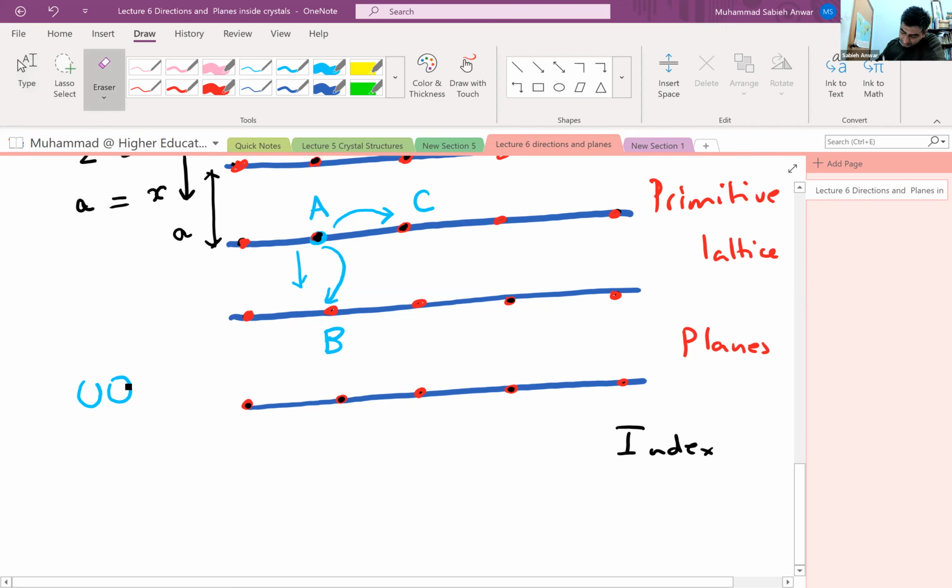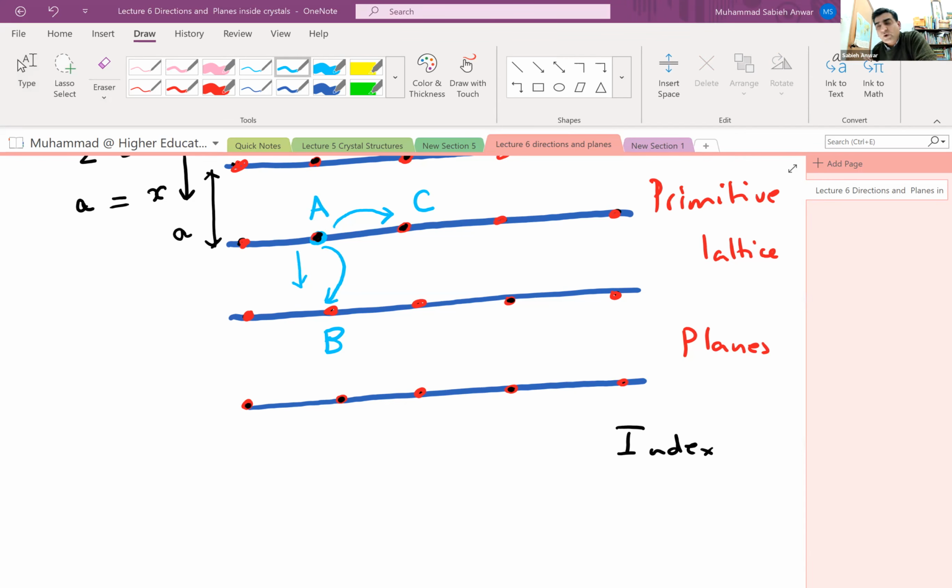Okay. Let me backtrack a little bit. So I'm at point A. I'm at point A and I move in the X direction. Ultimately, I will reach point B. So how many crossings of planes do I make? I see one crossing which is at the point B itself.